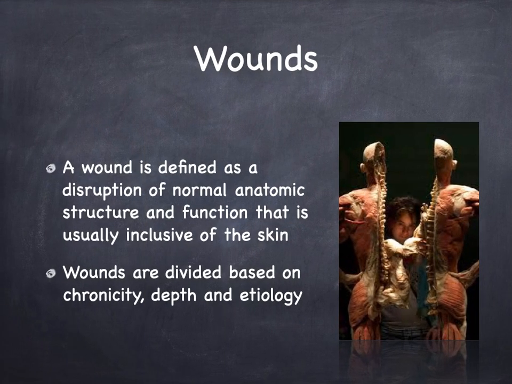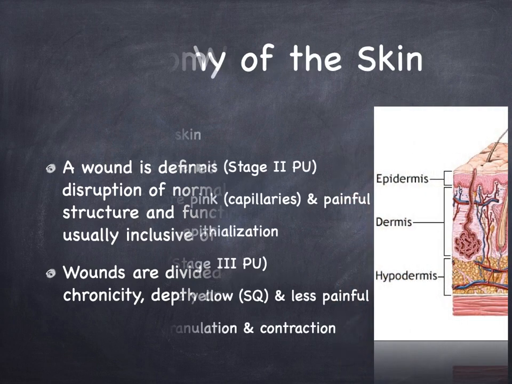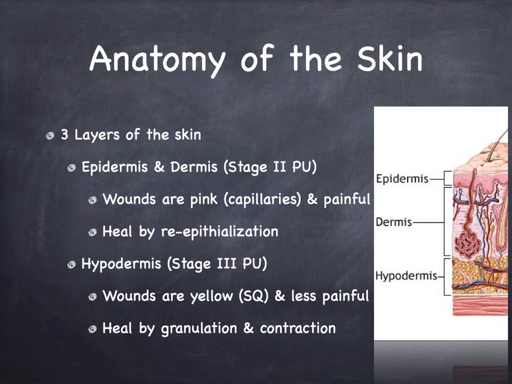A wound is defined as a disruption of normal anatomic structure and/or function that is typically inclusive of the skin. You can categorize wounds based on chronicity, depth, and etiology. The skin is broken down into three different layers. You have your epidermis and dermis. This correlates to a stage 2 pressure ulcer.